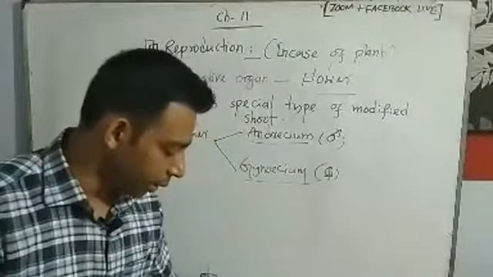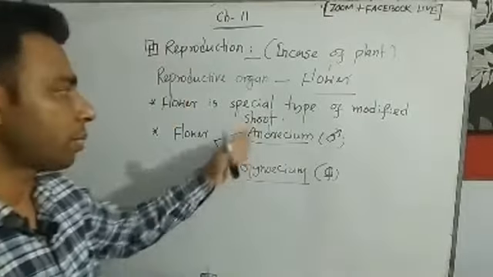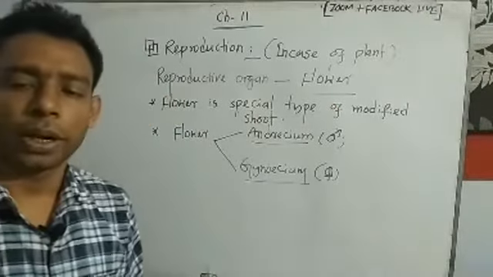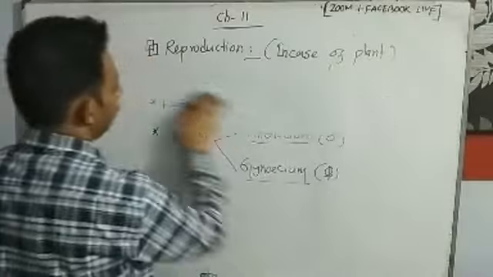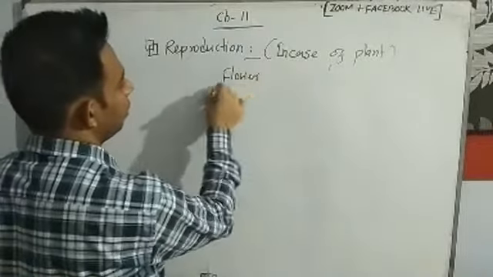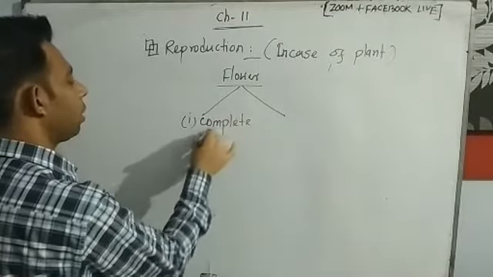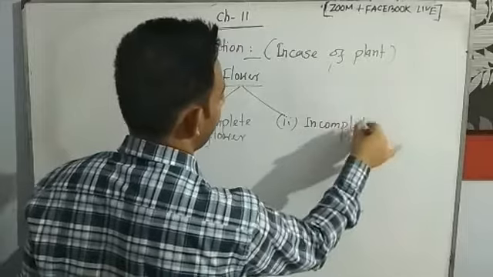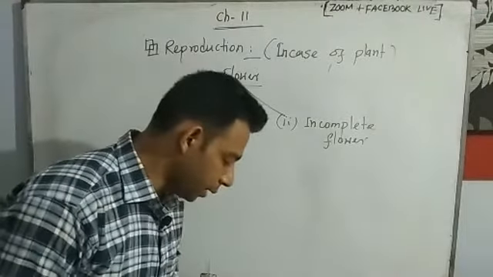These parts directly take part in the reproduction or reproductive system. In case of the flower, since we understood reproduction in plants, now try to understand here. Flowers are of two categories: the first is the complete flower, and the second category is the incomplete flower.